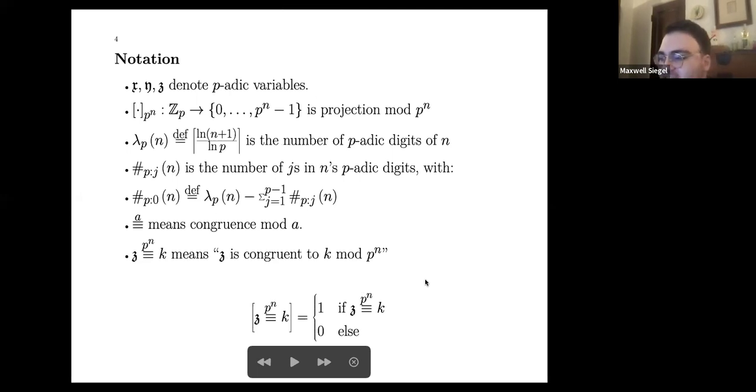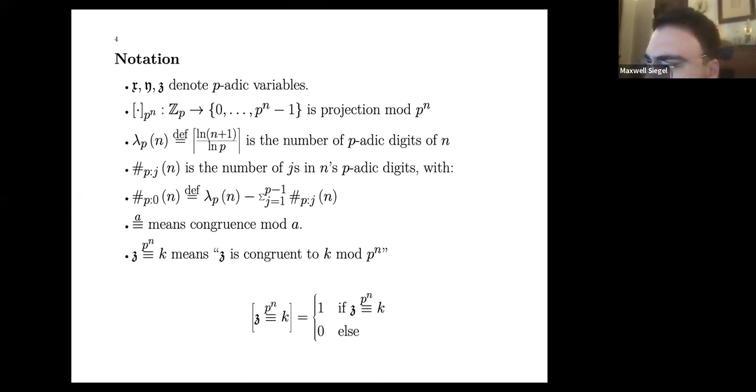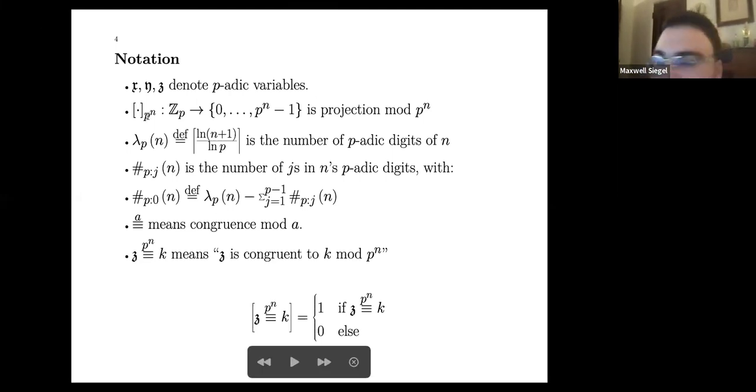So now we have the onslaught of notation. I use fraktur font x, y, z, etc. for p-adic variables because I think it's cool, but it's to distinguish them from other variables. For any integer n greater than or equal to 0, I use this bracket notation to denote the projection from a p-adic integer to the unique integer in this interval congruent to it mod p to the n. Lambda p is the number of p-adic digits of n.